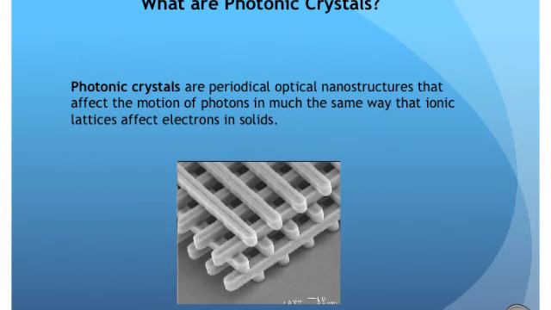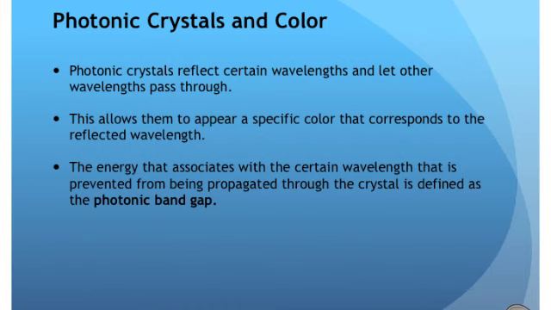So, what are photonic crystals? Many people haven't even heard of what photonic crystals are, but like other crystals, they do have a structure. Photonic crystals can be best described as periodical optical nanostructures that affect the motion of photons in much the same way as ionic lattices affect electrons in solids.